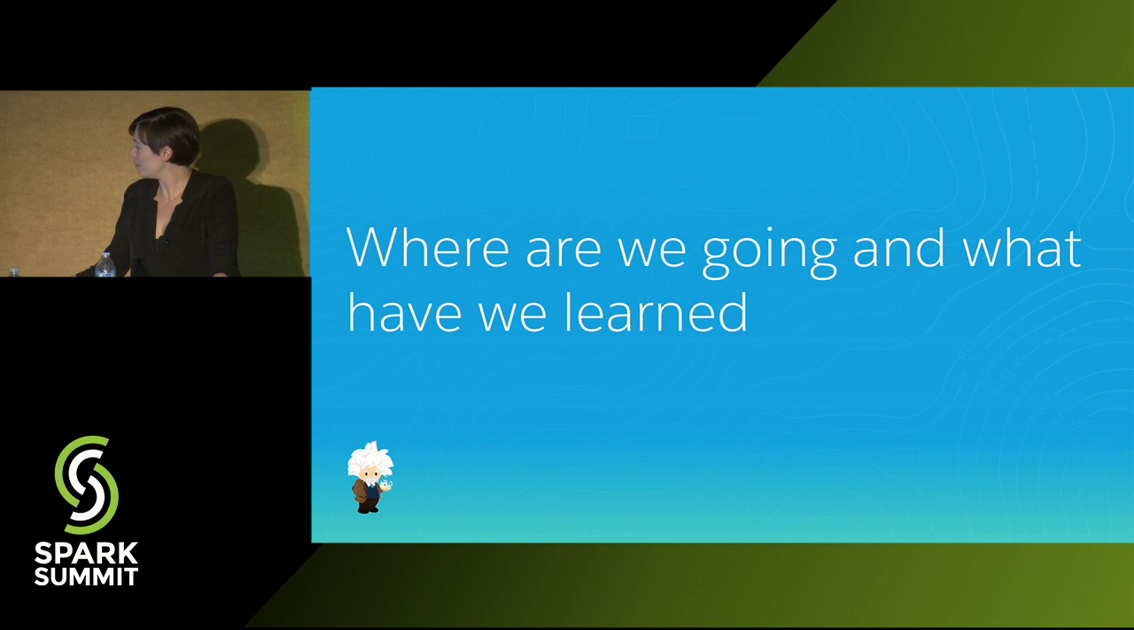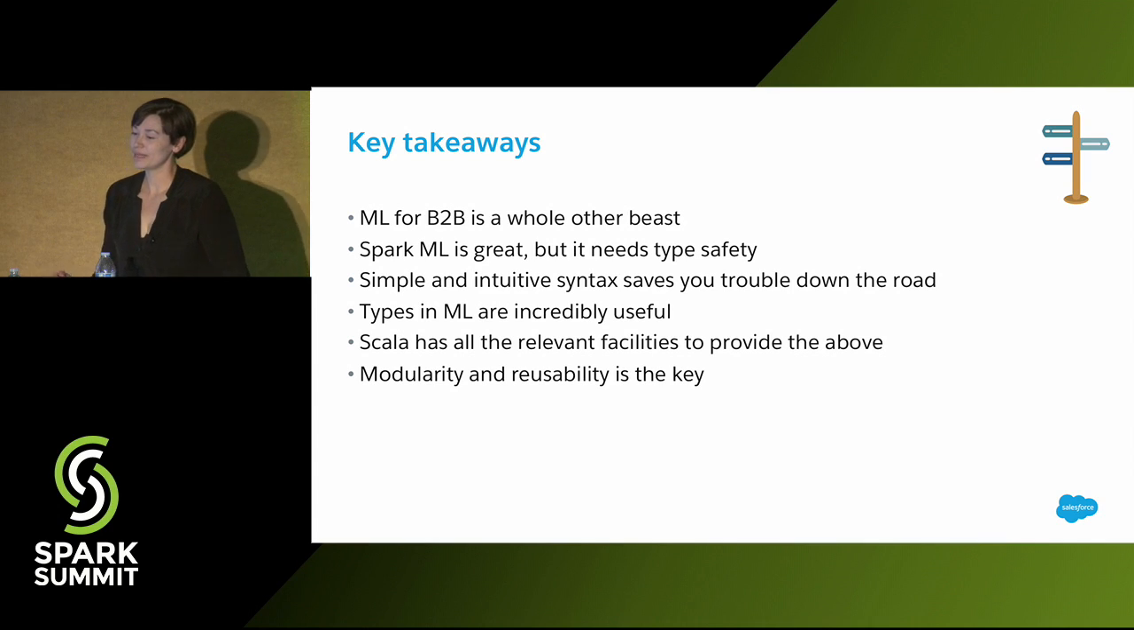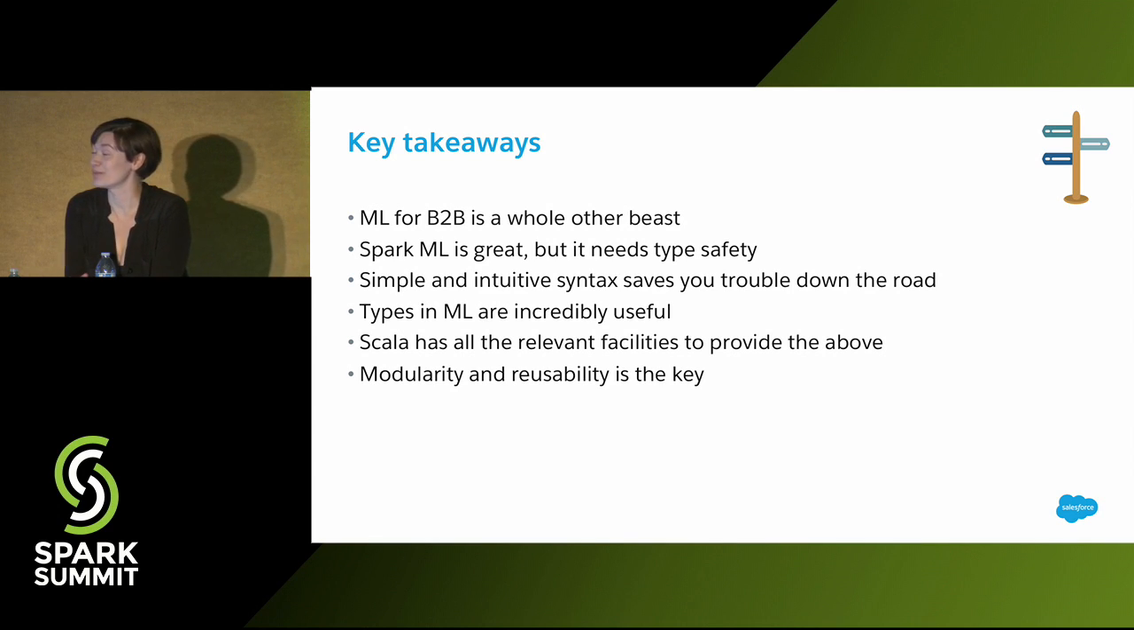So what do I hope that I have shown you here? Machine learning for business to business is an entirely different beast than when you're thinking about consumer-facing machine learning, right? There's a different scale, a different level of issues that come up. I hope that I've illustrated that SparkML has some very nice abstractions around it, but type safety would really help it a lot. Simple, intuitive syntax is key. It saves you a lot of trouble down the road, increases code reusability. And if nothing else, I hope that I've convinced you that types will help you in machine learning.